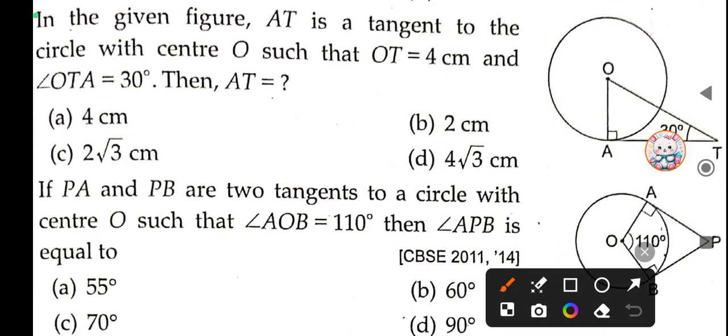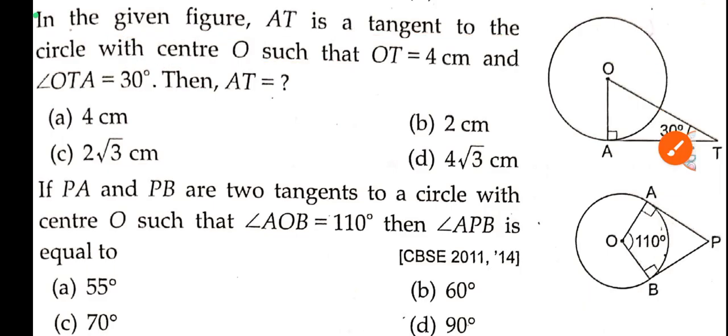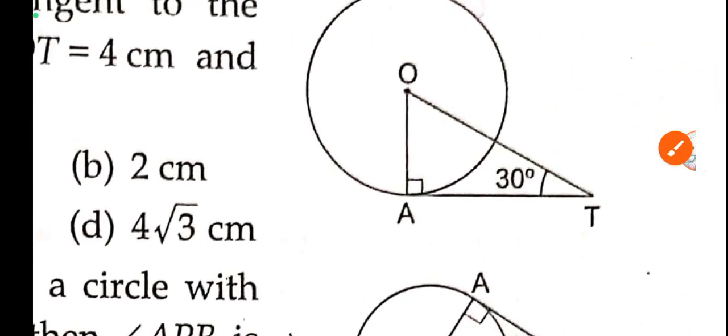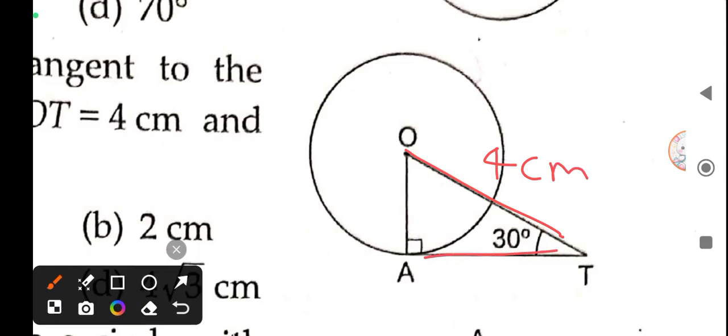This is our question number 15. We say that in the given figure AT is a tangent. Now OT is 4 centimeters, and angle AOT is 30 degrees. So we have to find AT. This OT is 4 centimeters and we have to find this AT.